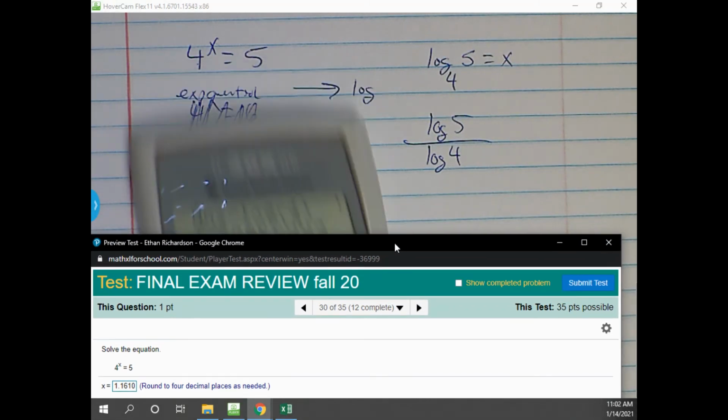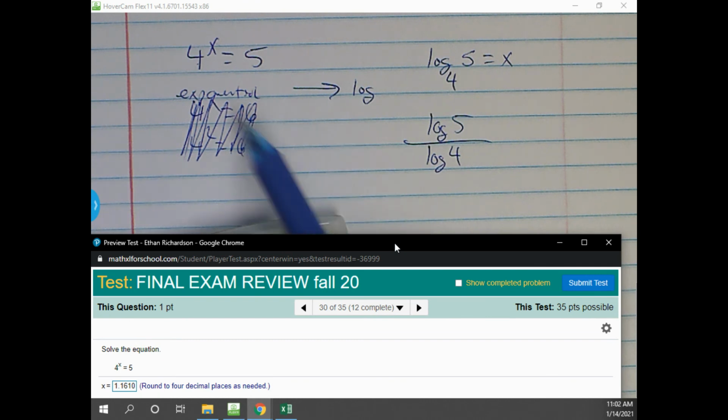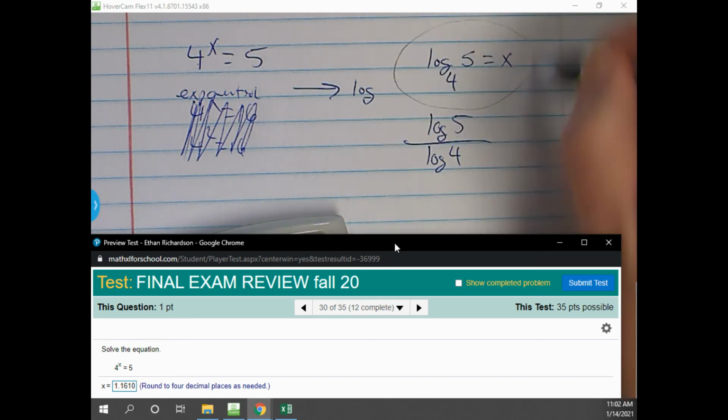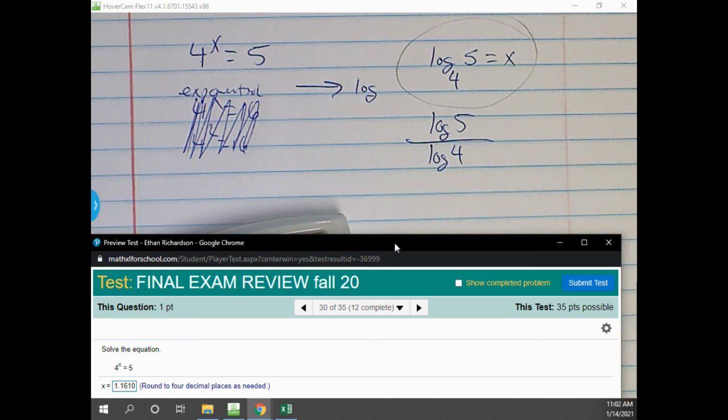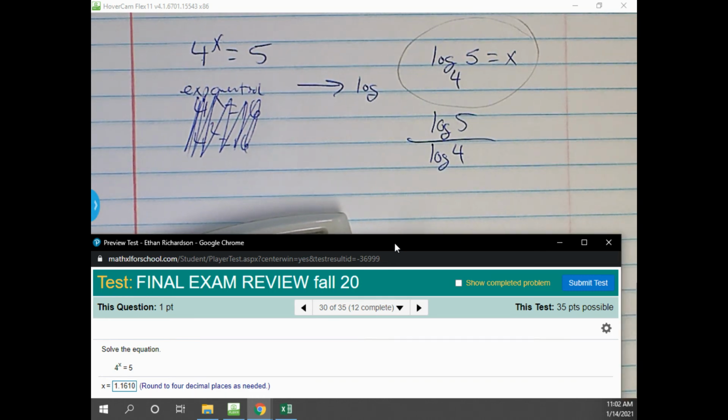Okay, so that one does two things. Number one, it makes you rewrite something from exponential to log form. And then once you've got it in log form, you have to remember how to use your calculator. It's always the log of the top number divided by the log of the base. Be able to use your calculator.